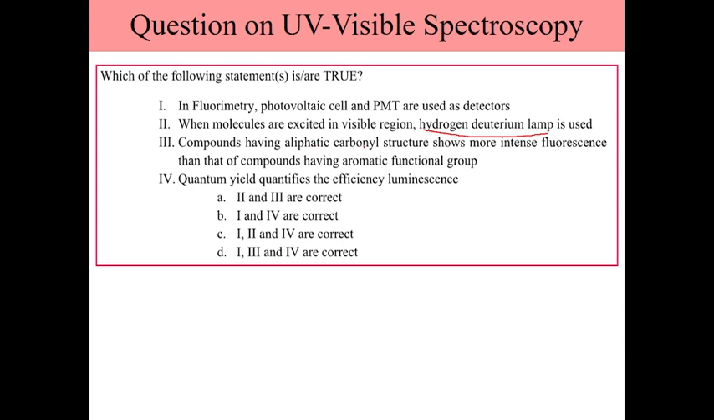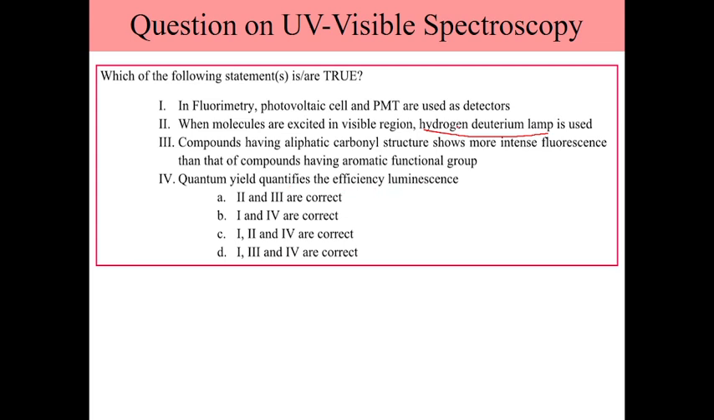Compounds having aliphatic carbonyl structure. Aliphatic is just not involving any C double bond O or ring structures. These are non-ring structures. So they are showing more intense fluorescence than the compounds having aromatic functional groups. Quantum yield quantifies the efficiency of luminescence.